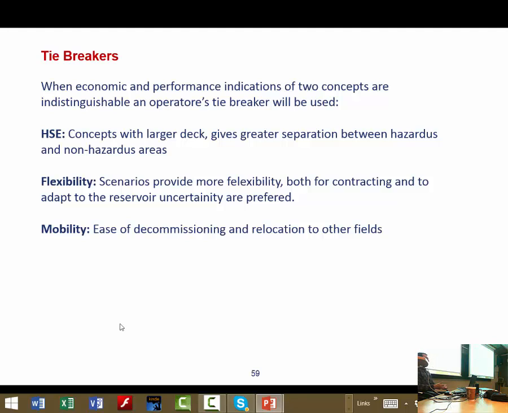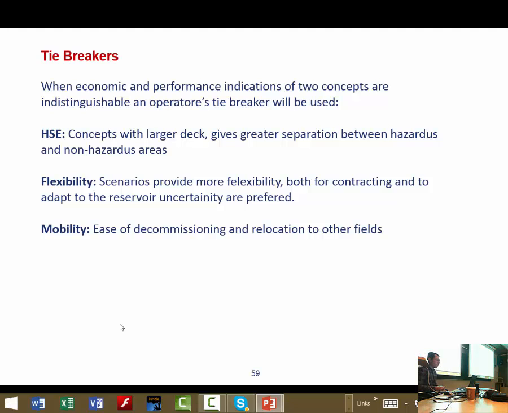But in a circular shape unit, or even a square shape unit like SPAR or TLP, you have to put accommodation closer to the high pressure areas or, for example, compressors. So if both concepts get to the final decision gate, the concept which gives you better layout design or a larger deck, giving greater and better separation between the hazardous and non-hazardous area, will be accepted. Flexibility also matters. The scenario that provides more flexibility, both for contracting and to adapt to reserve uncertainty, is preferred.